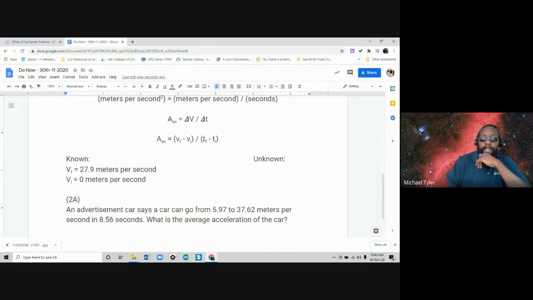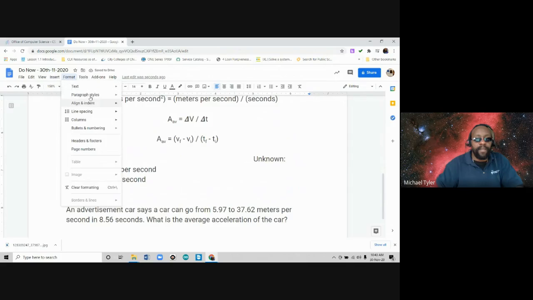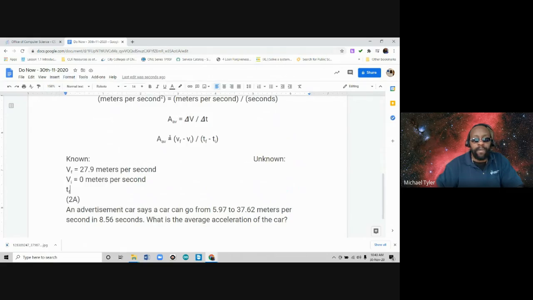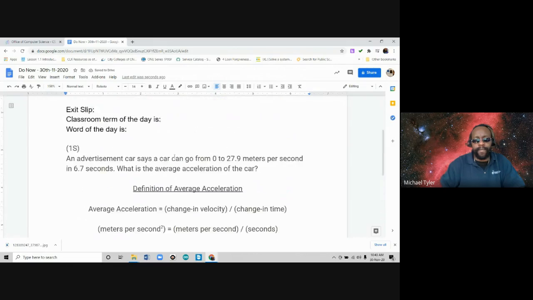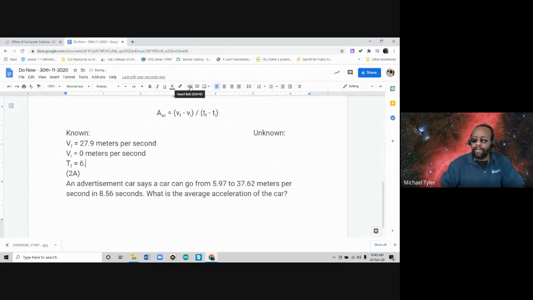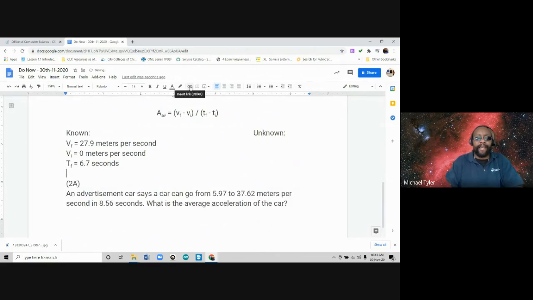So let's put that into our mix here. Grab that, come here. I want you to bump over. This is a subscript because it's small. Okay, and that would be, like I said, the final time. It was 6.7 seconds, right? But what is your TI? Your initial time.